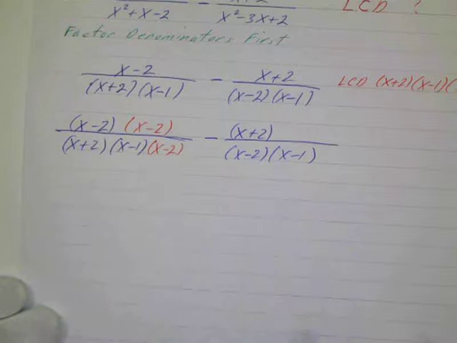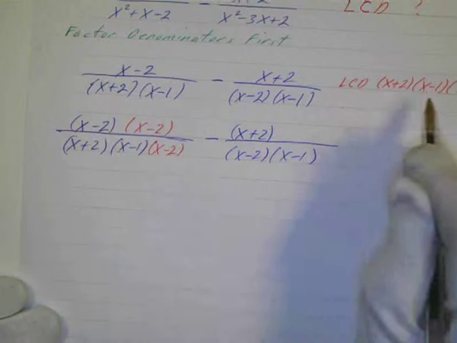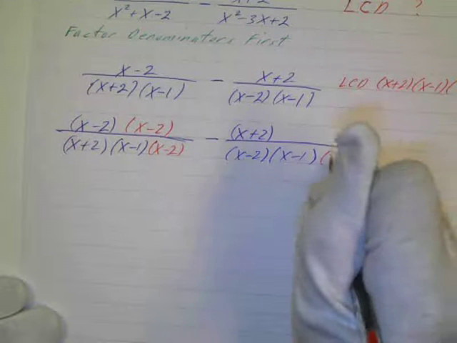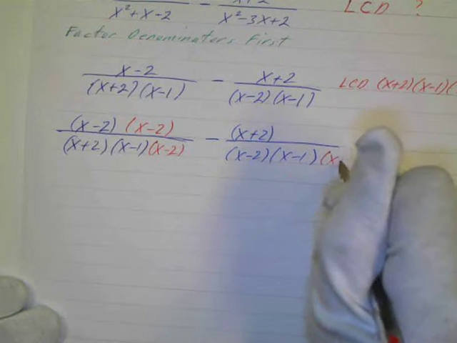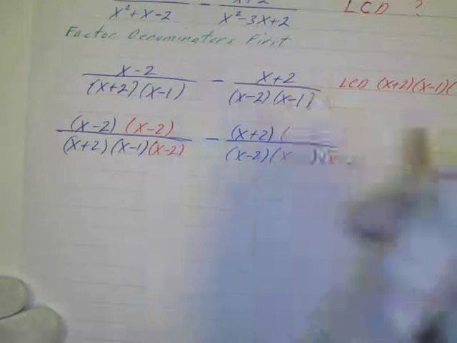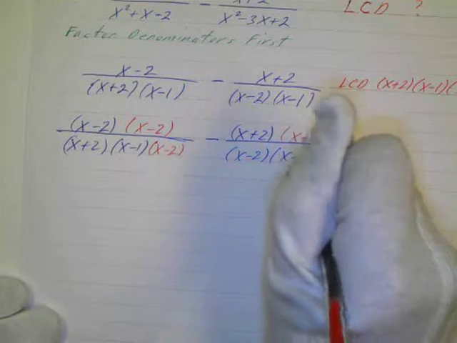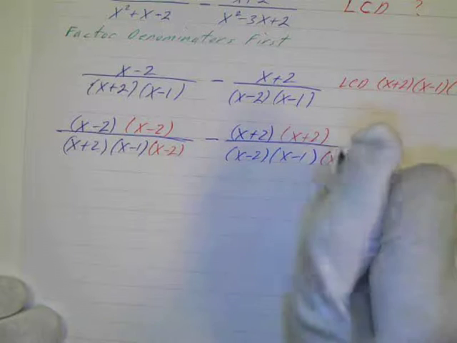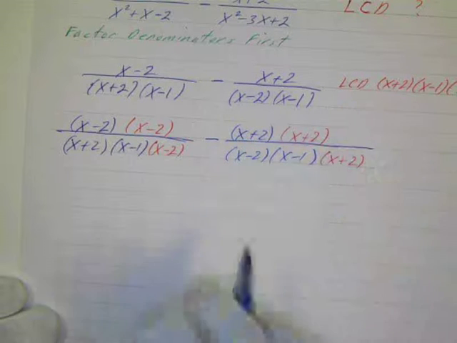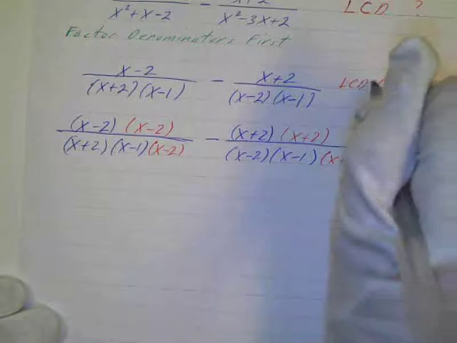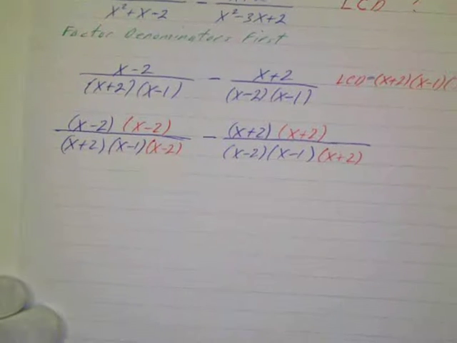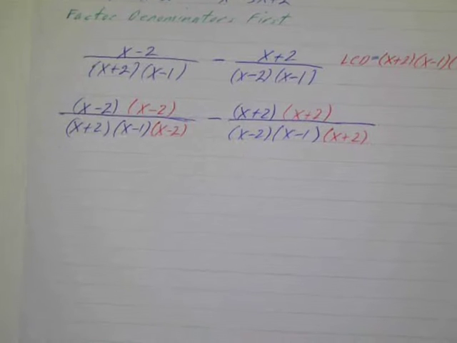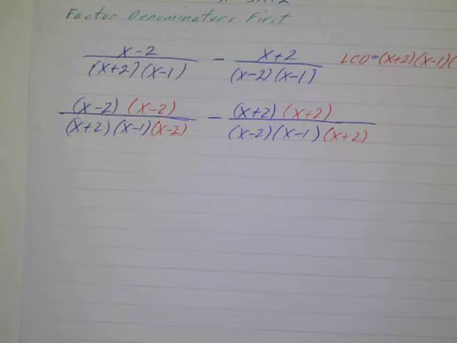Same idea, I've got to adjust this, so what am I missing? I've got an x minus 2 and an x minus 1, so I need an x plus 2. So what I do to the bottom, I've got to do to the top. And now I've got both fractions over the least common denominator. Now I can put them all over the least common denominator.